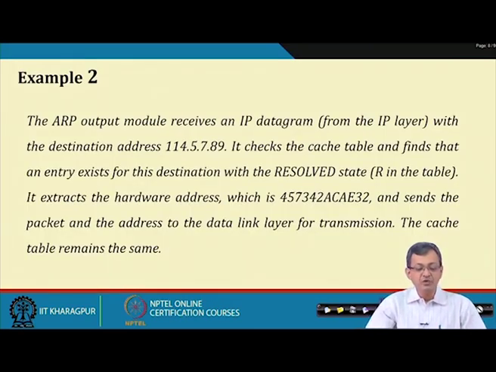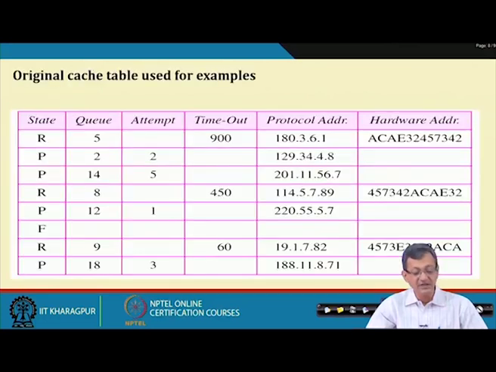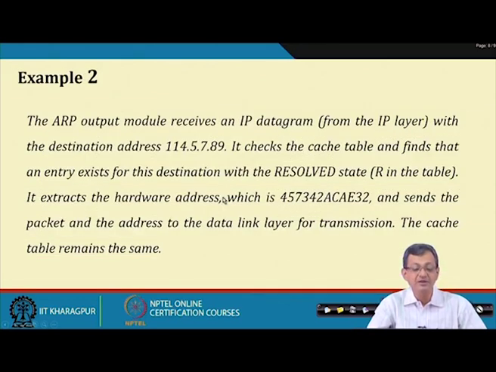So, the ARP output module receives an IP packet from the IP layer with the destination address. Suppose the address is 114.5.7.89, which is already in the resolved state and within the timeout period. It finds that entry in the resolved state in the ARP table, extracts the hardware address, and sends the packet and the address to the data link layer for transmission. The cache table remains the same. There is nothing to change, and it goes on doing that.